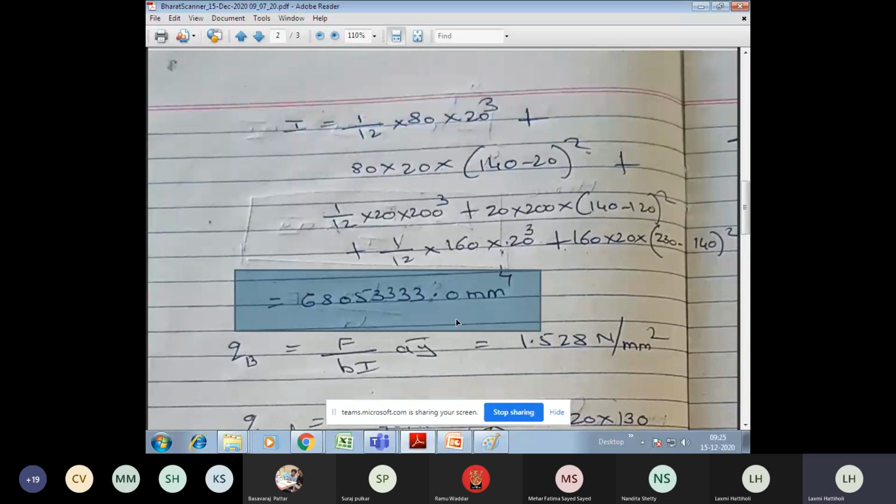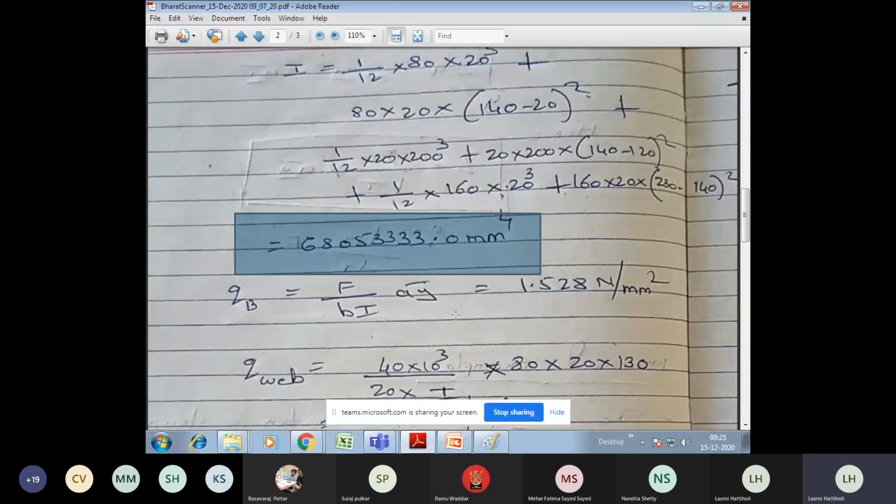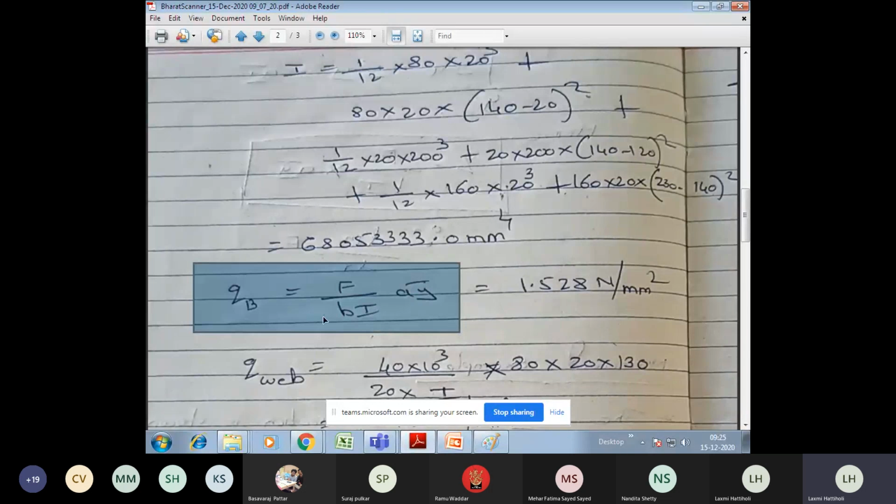After getting inertia, always first write the formula. What you're doing here is finding the shear stress. First write the equation for the shear stress. Tau is equal to F divided by B into I, A into Y bar. This is my basic equation. Don't go for QB first, just simply write Q.